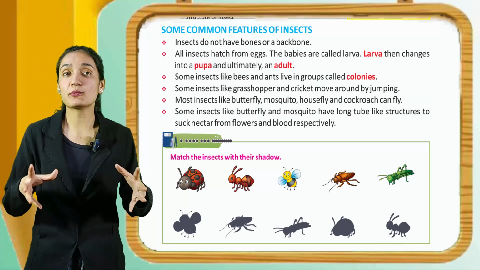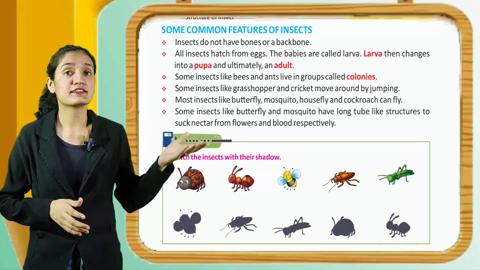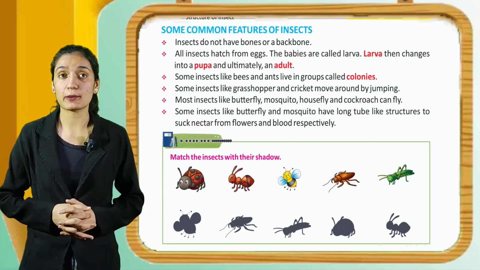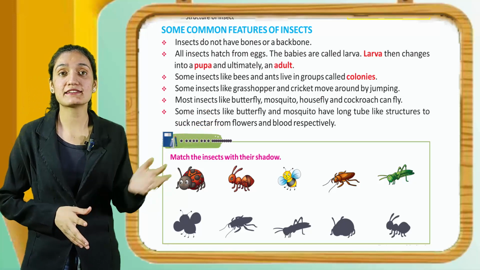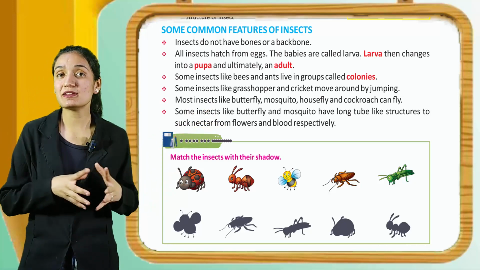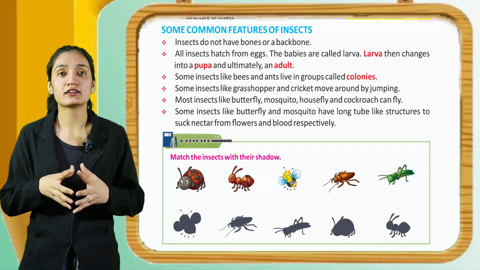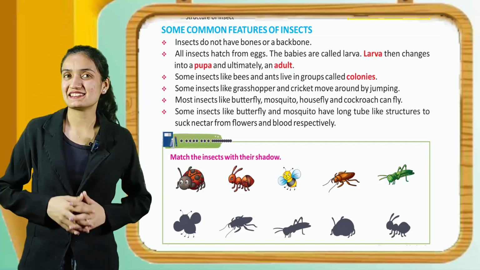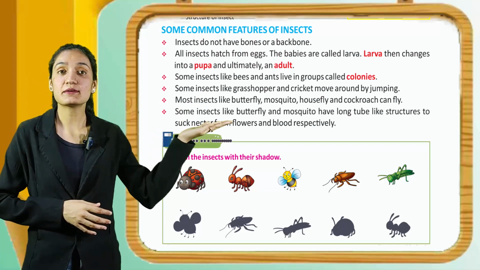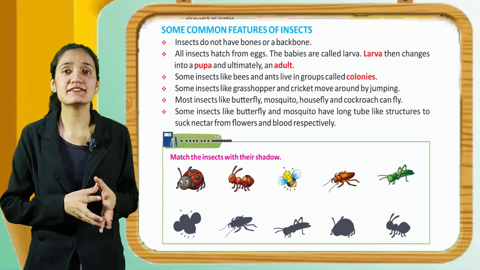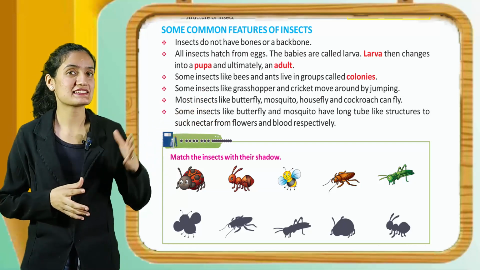Now, some common features of insects. Insects do not have bones or a backbone. Next, all insects hatch from eggs. The babies are called larvae. Larva then changes into a pupa and ultimately an adult. Next, some insects like bees and ants live in groups called colonies.